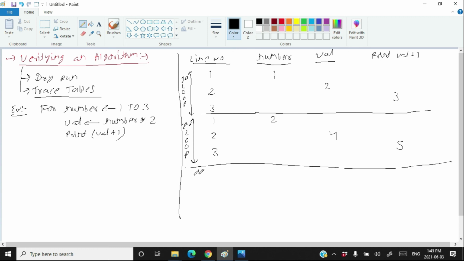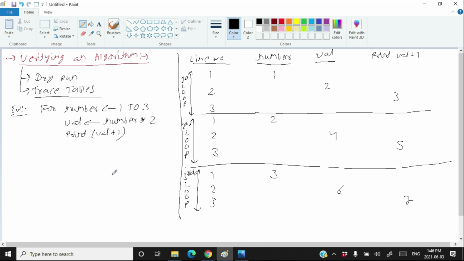So this is how you keep on tracing the various values of various variables by using a trace table. Line number 1, 2, and 3. In line number 1, you again assign the next value of number, that is 3. The val is number multiplied by 2, that is 6, and you have to print 7. So in every loop you are tracing the various values of all the variables. This is how you can verify the algorithm. This is another way to verify the algorithm, called trace tables. So these are the two ways of verifying algorithms.